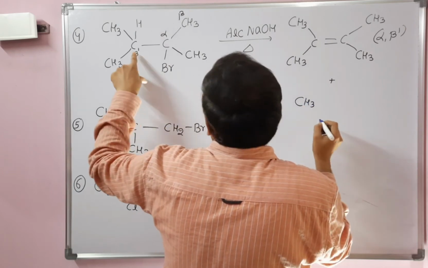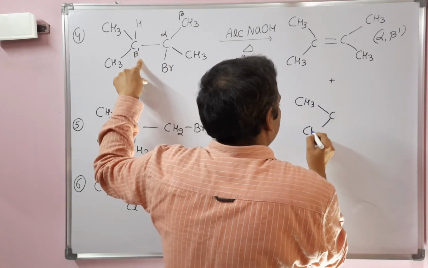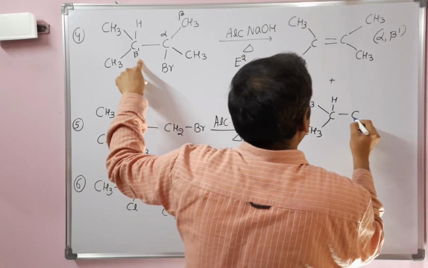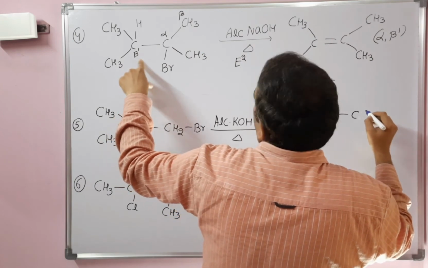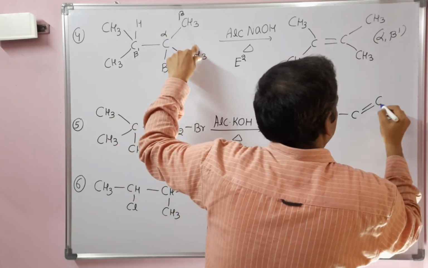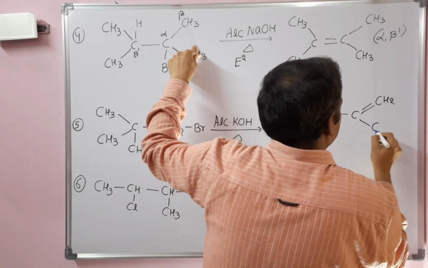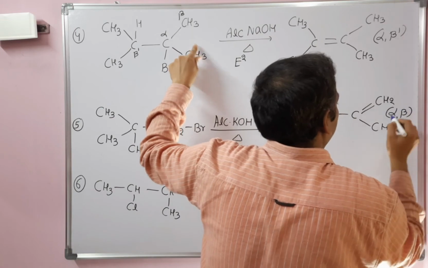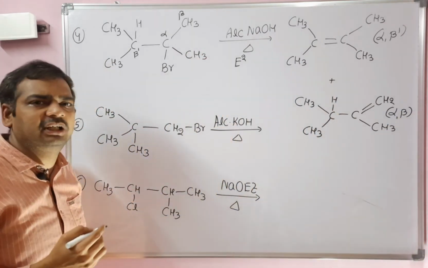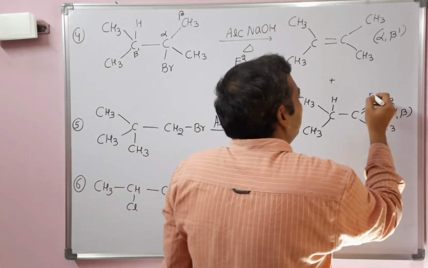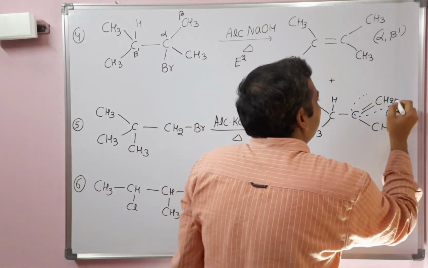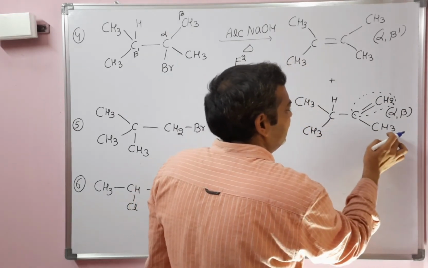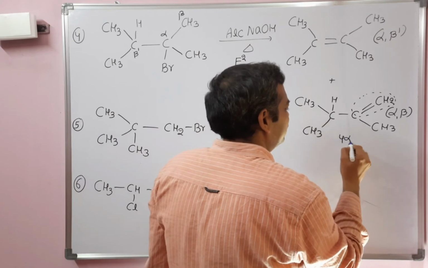Then CH3 carbon, CH3, hydrogen, then C. If the base abstracts a proton here, we get CH2 and CH3. This is the product obtained. So this is alpha-beta elimination, where the first one is alpha-beta prime elimination. Among these two products, which is major and which is minor? On this double bond, two side substitutions are there. Total 3 plus 1, 4 alpha hydrogens are available here.